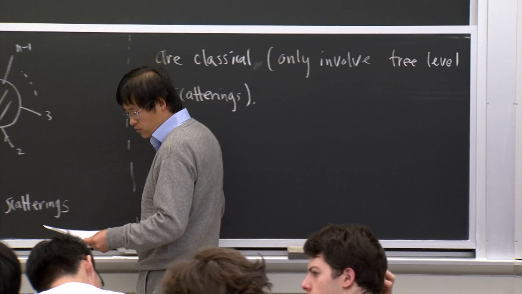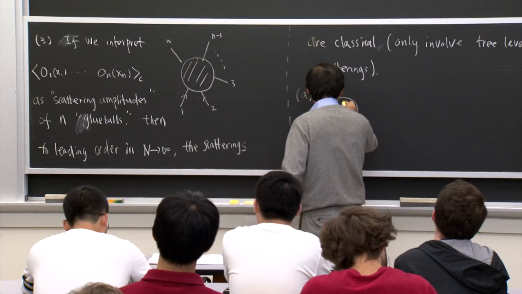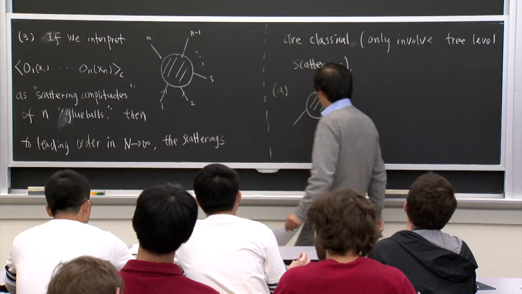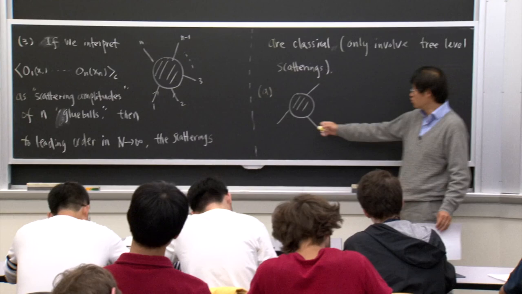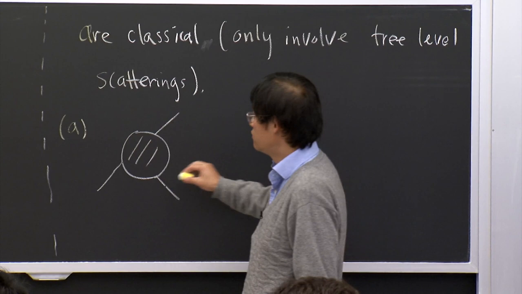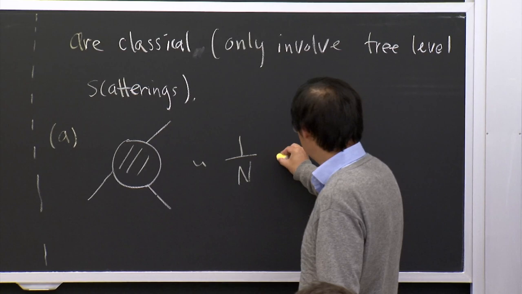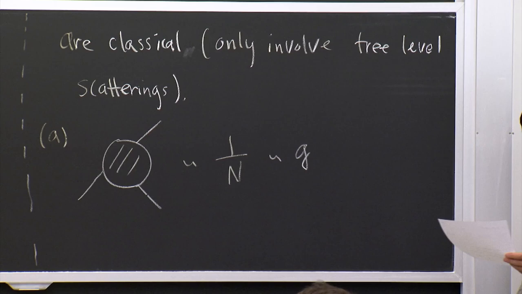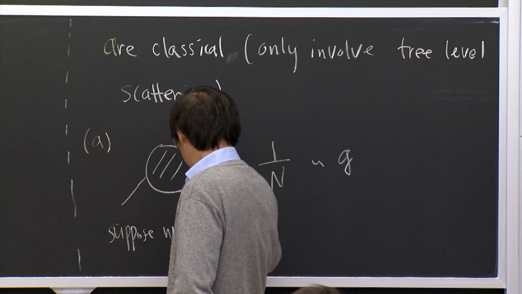Good, so let me just make a few remarks. First, let's look at the simplest case, which is the 3-point function. The 3-point function can be considered just as an effective vertex of 3 particles interacting with each other. Say one glueball splits into 2 glueballs, et cetera. From that definition, this scales as 1 over N. So if we treat it as a basic vertex.